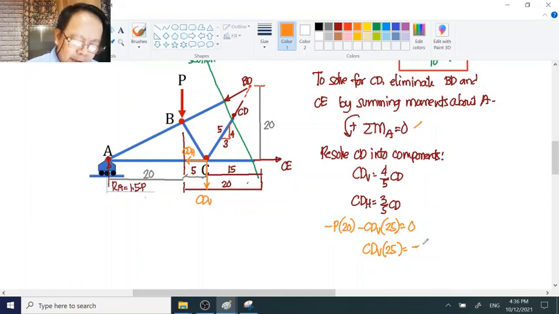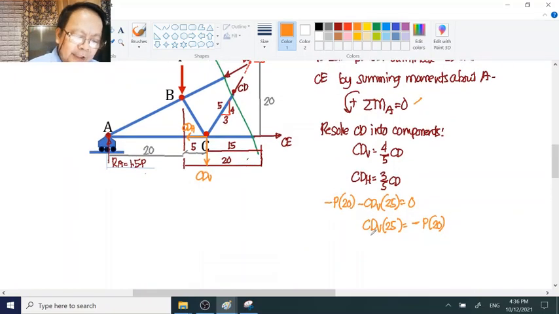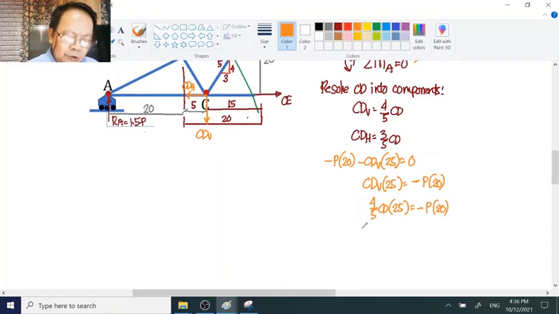negative P multiplied by 20. But the vertical component of CD is equal to 4/5 of CD. So 4/5 of CD multiplied by 25 equals negative P multiplied by 20. Simplifying, this will cancel, so this becomes 5, and 20 over 20. That is actually CD, which will be just negative P.